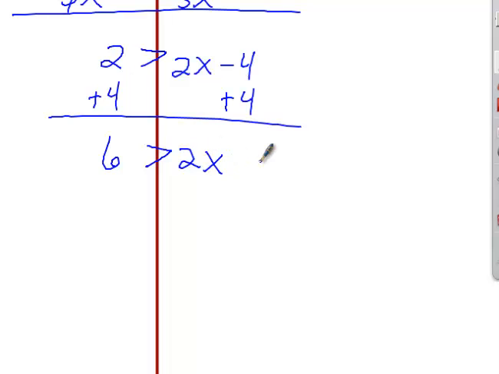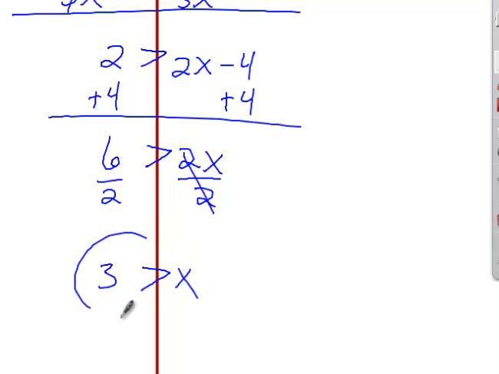Now how do I get x by itself? Divide by 2. Okay, now this time I'm dividing, but am I dividing by a positive or a negative? Right, I'm dividing by a positive, so do I have to flip this sign? No. The quirk says you only flip the inequality sign when you multiply or divide by a negative. So 6 divided by 2 is 3. The sign does not change. These cancel and leave you with x, and there's your final answer. 3 is greater than x, or x is less than 3.